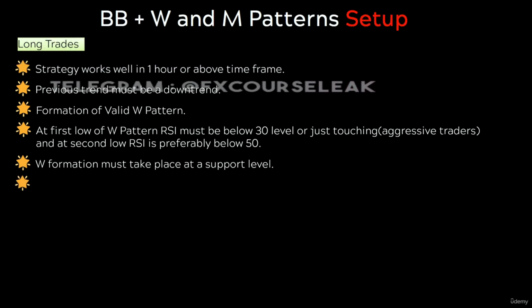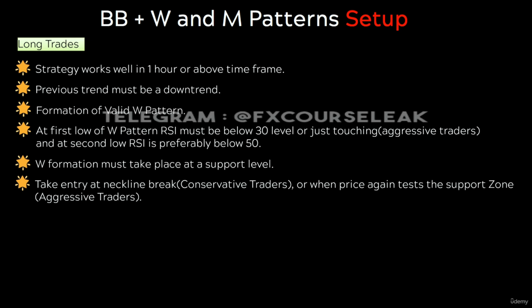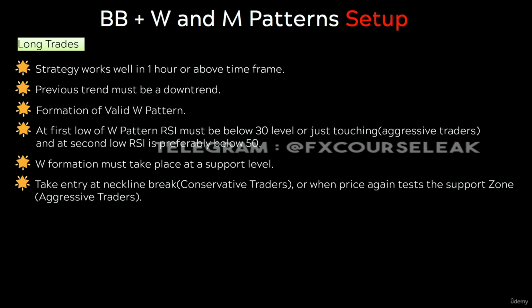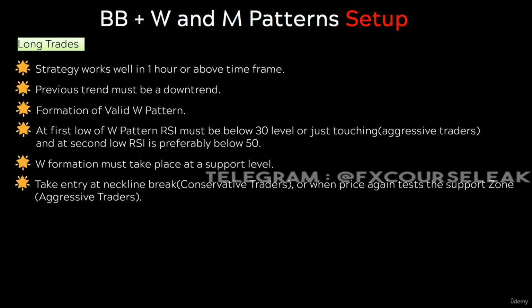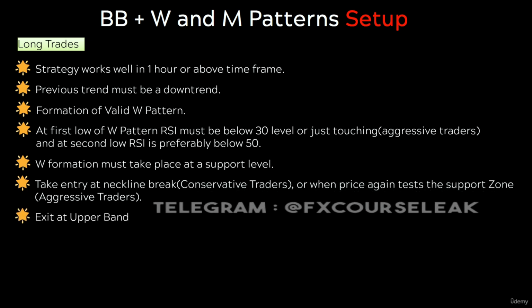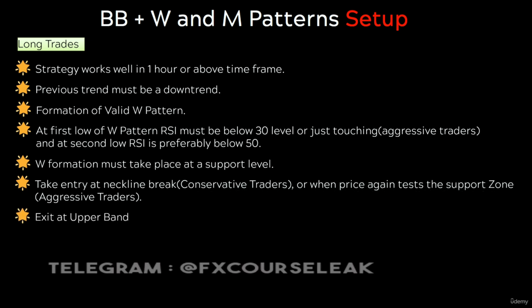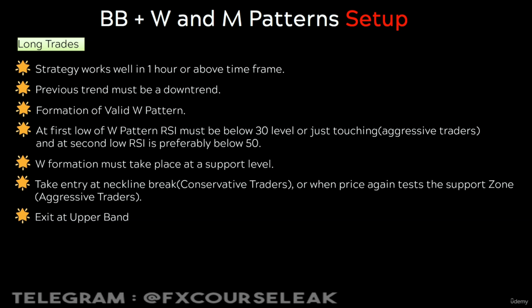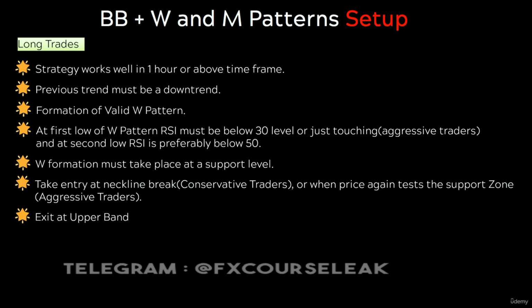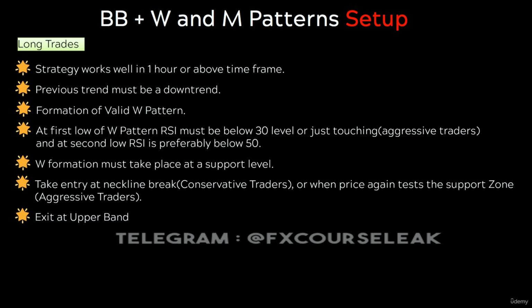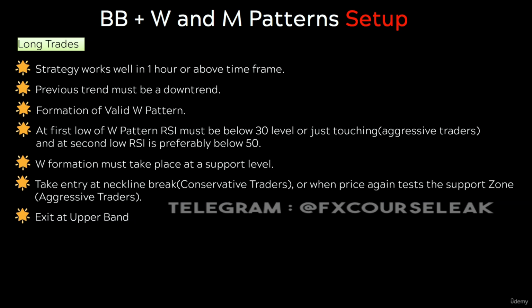Next we will add a confluence, that is, this W formation must take place at a support level. Finally, we will take the entry at neckline break. Now this is for the conservative traders, or when the price again tests a support zone. Now this is for the aggressive traders. Then finally, exit will be at the upper band and stop loss is at the first low.